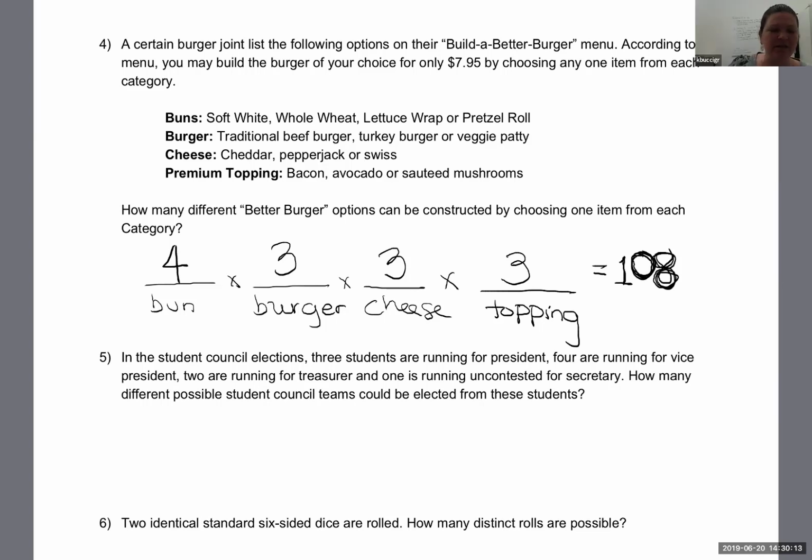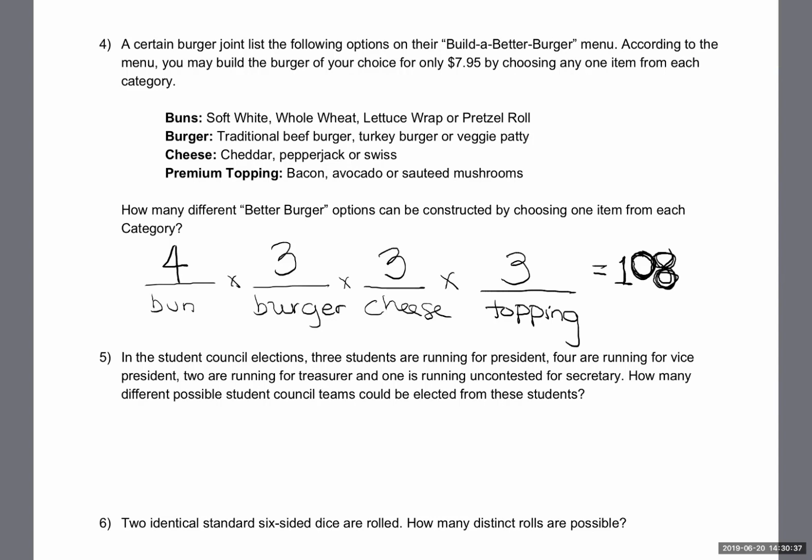Let's look at the next one. In the student council elections, 3 students are running for president, 4 are running for vice president, 2 are running for treasurer, and 1 is running uncontested for secretary. How many different possible student council teams could be elected from these students?